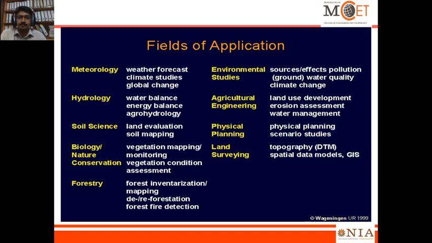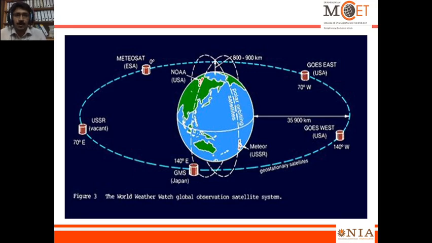Forest inventory mapping or deforestation, how it happens, we can check. Forest fire detection, everything is possible. Environmental studies, source or effect of pollution, groundwater quality, climate change, everything we can study. Agricultural engineering, land use development, erosion assessment, water management. Physical planning, scenario studies, that is, how the land can be utilized. Land surveying, topography, spatial data models. Yes, these are the various areas of application where remote sensing plays a major role. So there are n number of varieties of satellites.